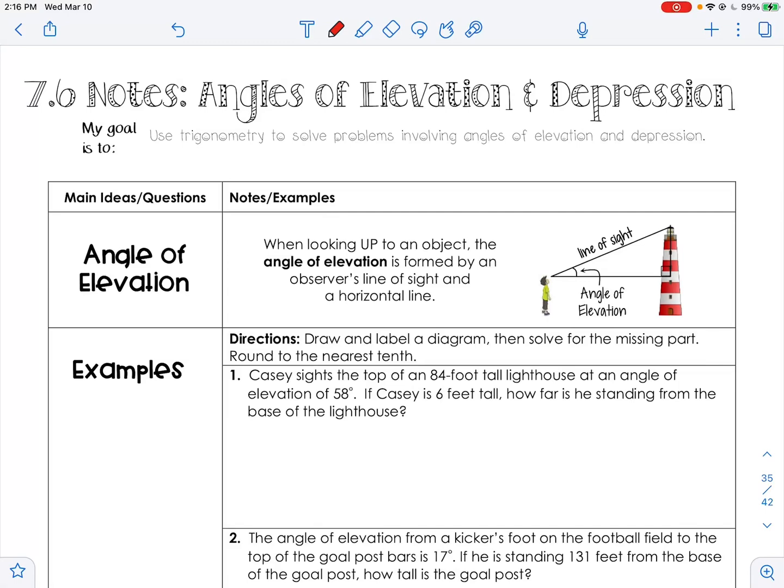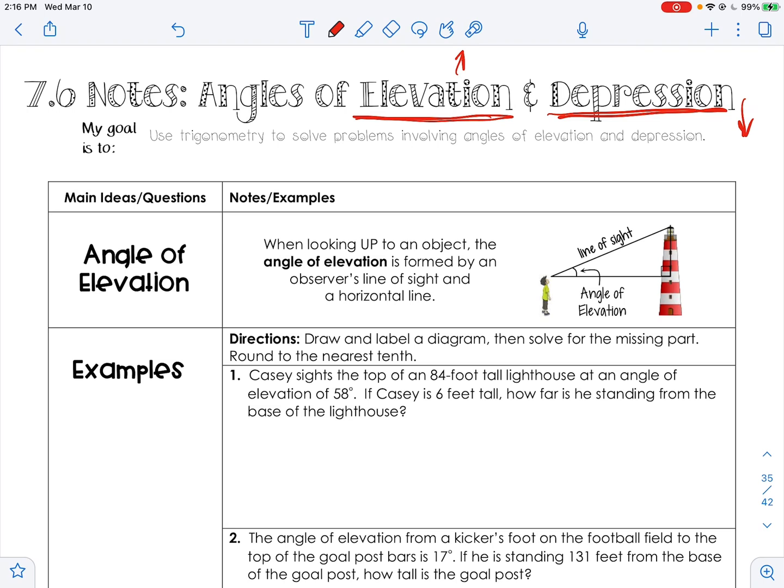Unit 7, Section 6, last section of this unit, I think. Angles of elevation and depression, okay? Keywords in there are elevate, elevation: go up. Depression: when you're depressed, you're feeling down. Depression is down. They're all from a frame of reference. That's the main thing you need to remember.